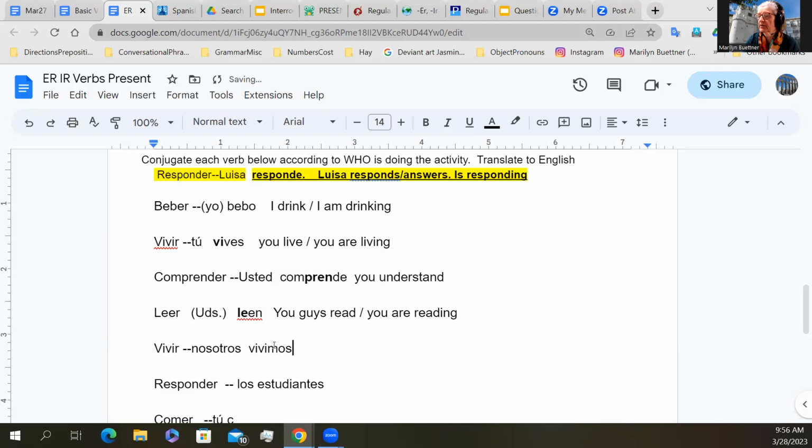Okay, vivimos. And here is the syllable we punch a little bit harder, because it's second to the end, that's what we punch a little bit more. Vivimos means we what? We live, or we are living, right? We are living in Arizona. Bien.